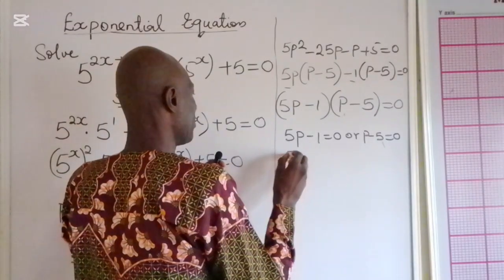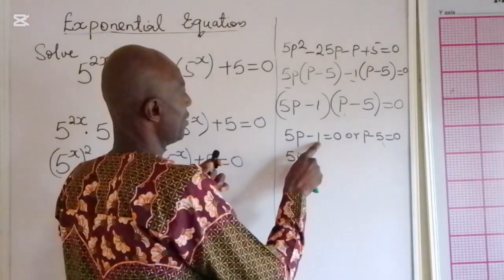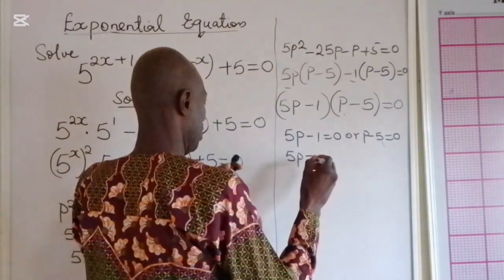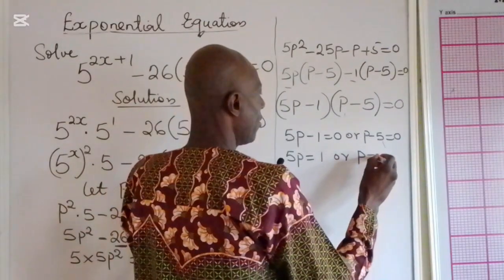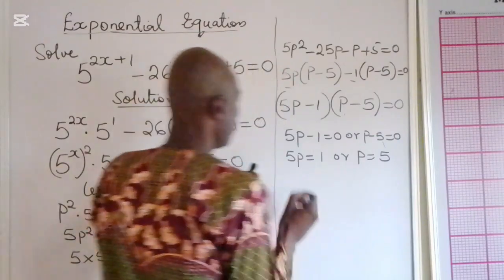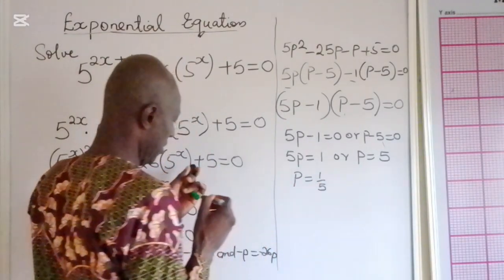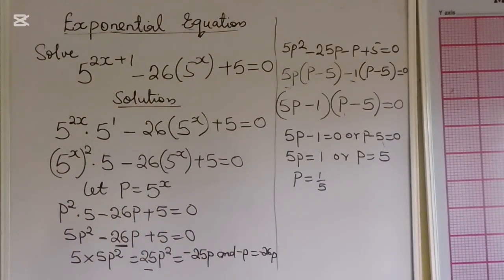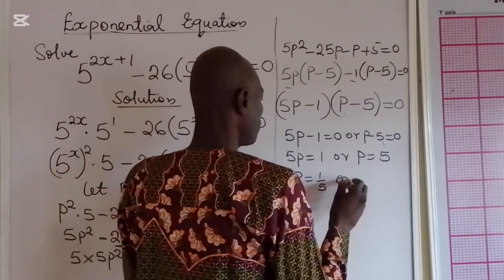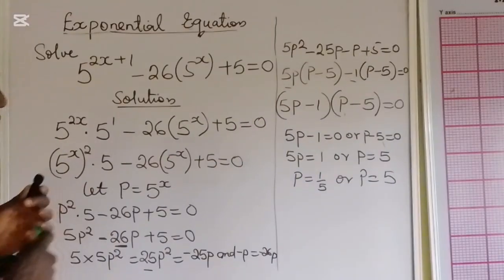So now, here is 5p. When this minus 1 crosses the equal to sign, it changes to plus 1. Or when this minus 5 crosses to the other side, it becomes plus 5. So let me make p the subject. p is equal to 1 over 5, reason: dividing both sides by 5. Or p is equal to 5.